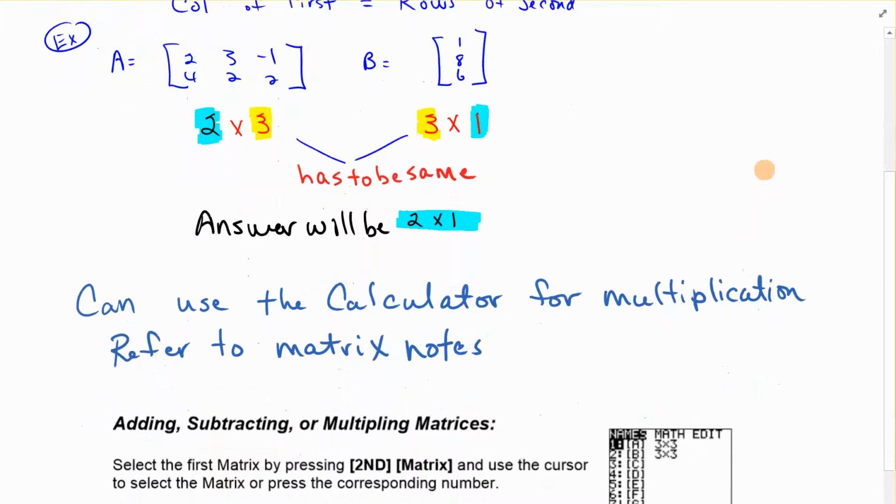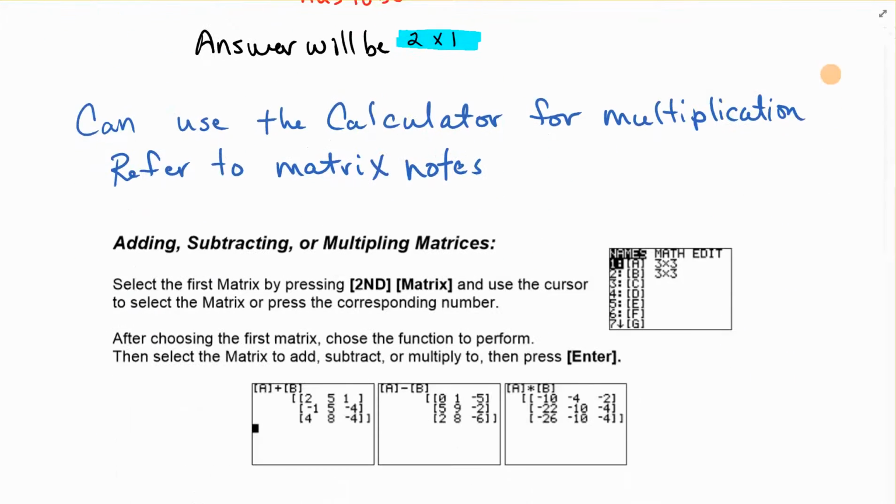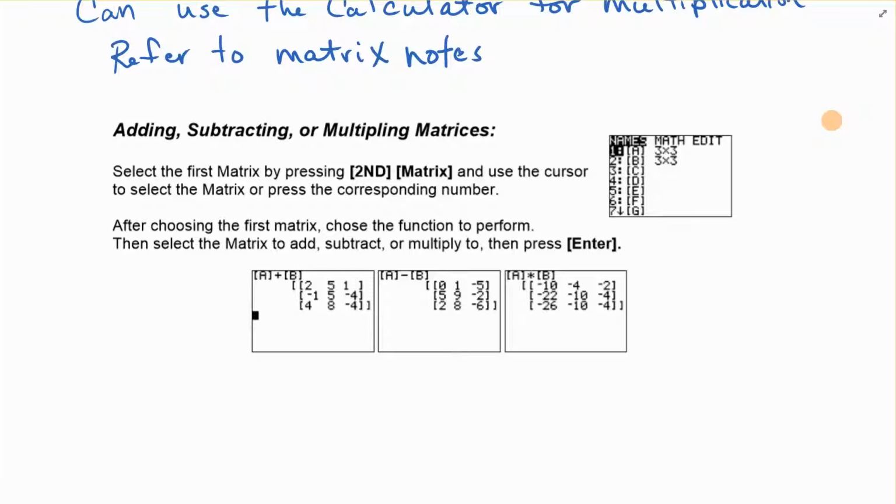You can use the calculator for multiplication, and I've pulled the parts about multiplying from your matrix note sheet that's provided. When you go in, you're going to have to put in two matrices, so you would have done that by editing, and you have A and B, and then you could either just go back in and get the name of A and add B, subtract B, or multiply B. So it's real easy to do once you're in the calculator. Okay, so really that is it for the notes. That gives you a heads up on what we're going to be doing. Let's look at the problems.